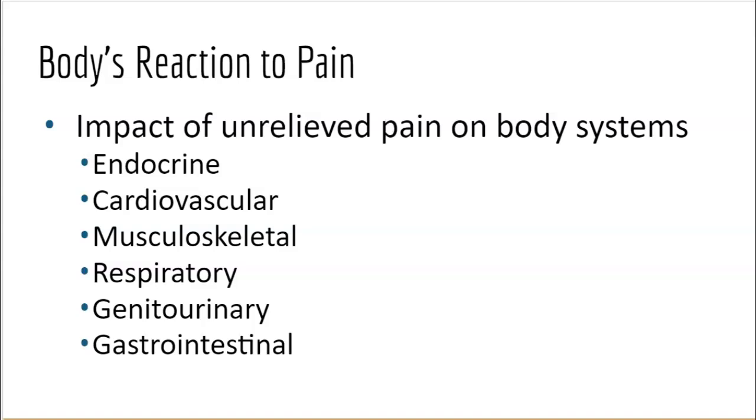The GI system, in response to pain: intestinal secretions and smooth muscle tone increase, and gastric emptying and motility decrease. And this is hugely important because decreased motility and gastric emptying can actually lead to constipation. And someone who's already in pain and might be taking narcotic medications can actually increase constipation. So we have to take a look at all these factors and the body's reaction to pain.